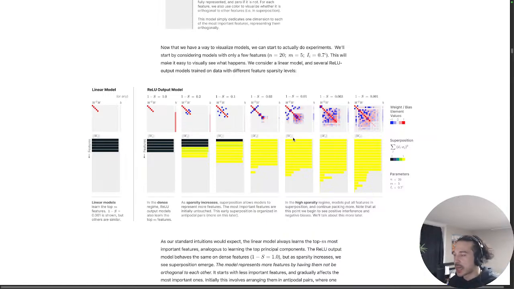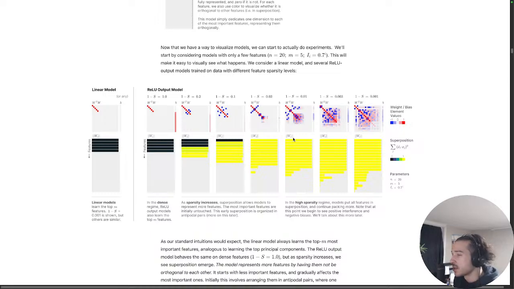Here we have another diagram. On the left, you see the linear model with WᵀW making that diagonal, and the norm for Wi is just 5 orthogonal features. Linear models learn the top m features. 1 minus s equals 0.001 is shown. So very high sparsity, right? Yeah, 1 minus s being that low means s is very high, but others are similar.